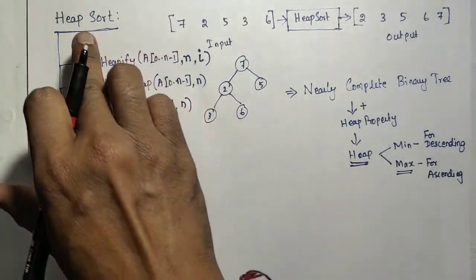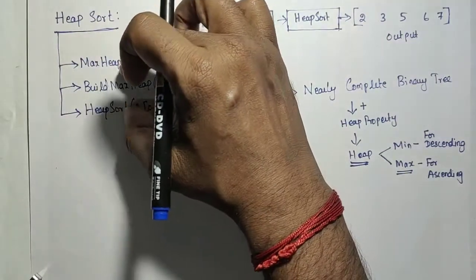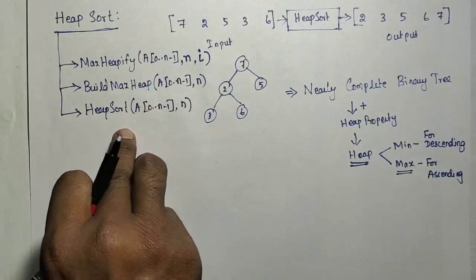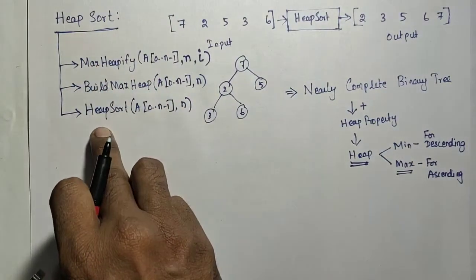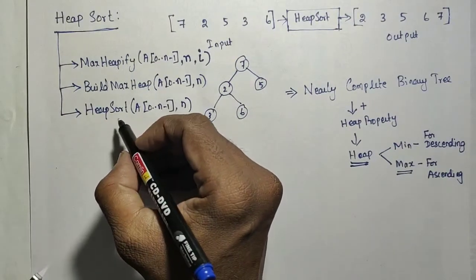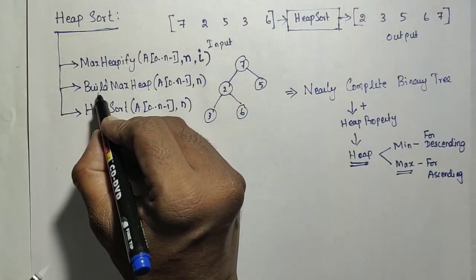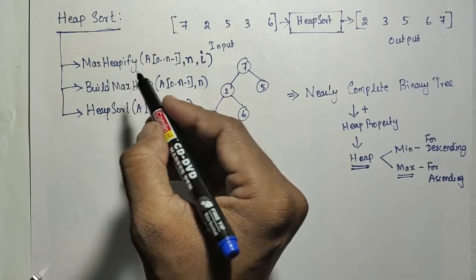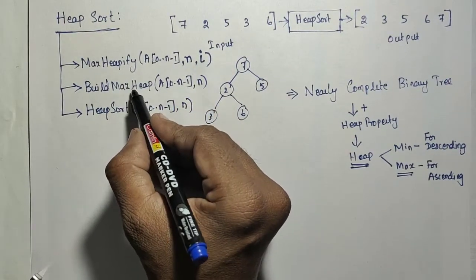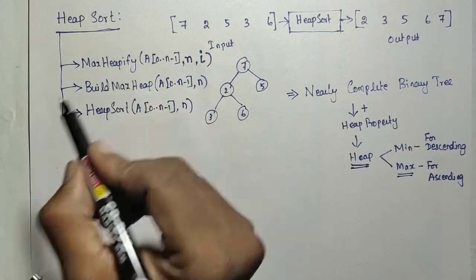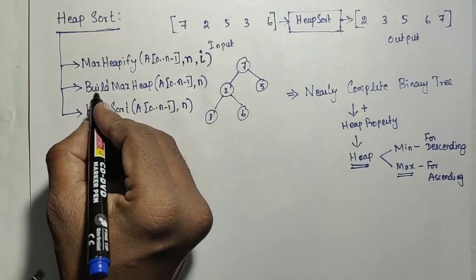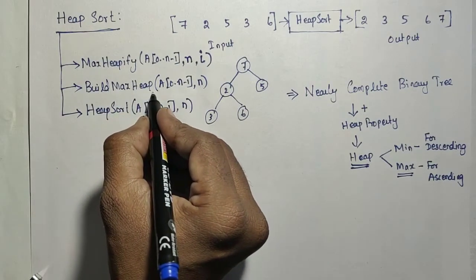So to implement the heap sort algorithm, I need to define these functions or algorithms: max heapify, build max heap, and then heap sort. We will discuss the algorithms one by one. Heap sort will use internally build max heap and max heapify. Build max heap internally will use the max heapify algorithm. So what is the purpose of max heapify and what is meant by build max heap, that we'll discuss.